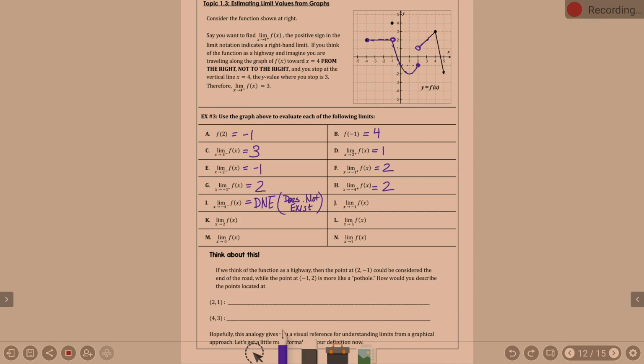J, the limit as x approaches -1. What? 2. Now, we didn't say left or right, so what's that mean? You're approaching from both ways, and here's the deal. They have to meet. They have to meet at that same point, or we have a problem. Okay? As we approach -1 from both ways, did they meet? Yeah, and we could even go back and look. -1 from the left was 2. -1 from the right is 2. That means as x approaches -1 is 2.